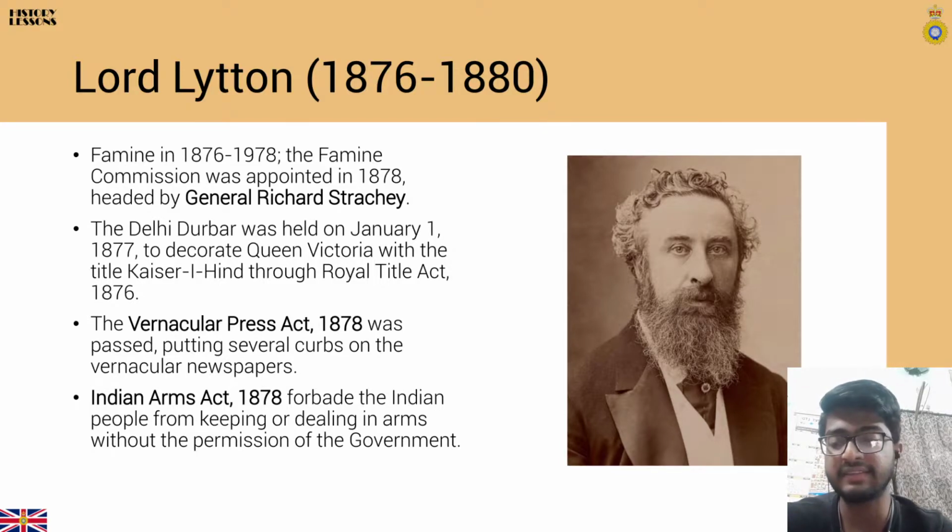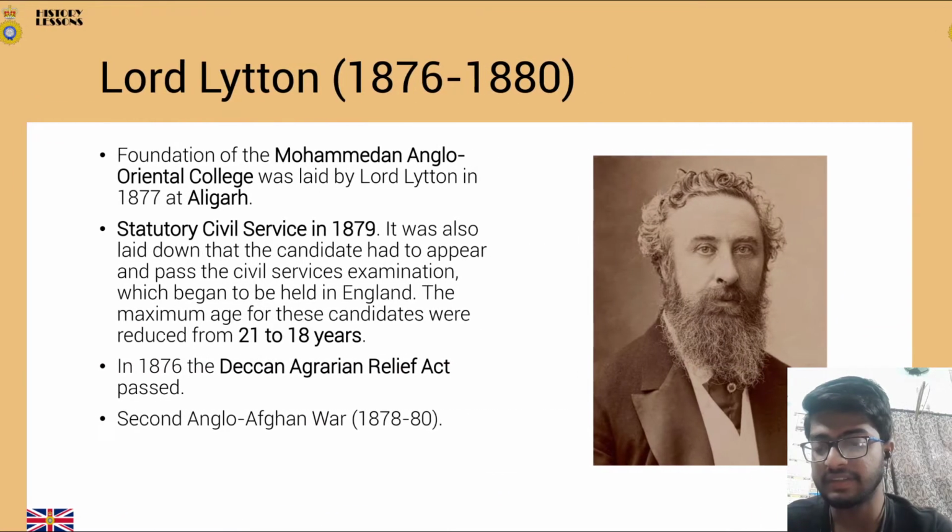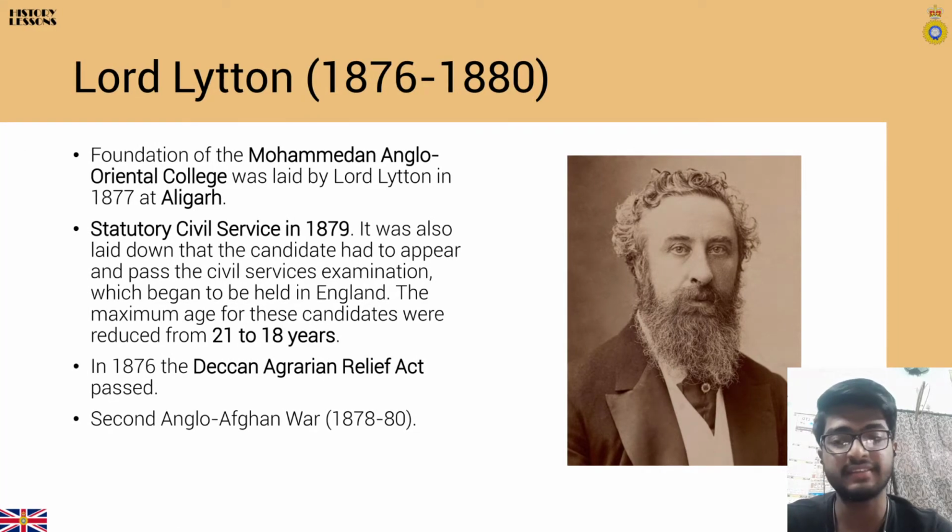The India Arms Act 1878 forbade the Indian people from dealing in arms without the permission of the government. Under the Statutory Civil Service in 1877, it was also laid down that candidates had to appear and pass the civil service examination which began to be held in England. The maximum age for these candidates was reduced from 21 to 19. In 1876, the Deccan Agriculturists Relief Act was passed. The Second Anglo-Afghan War in 78 happened during his reign.